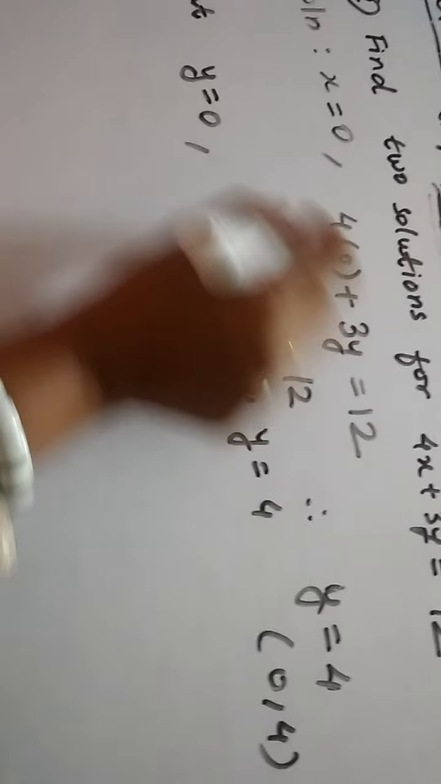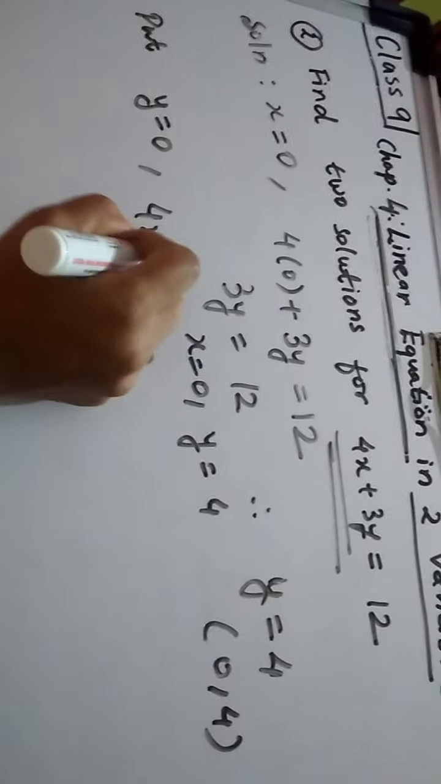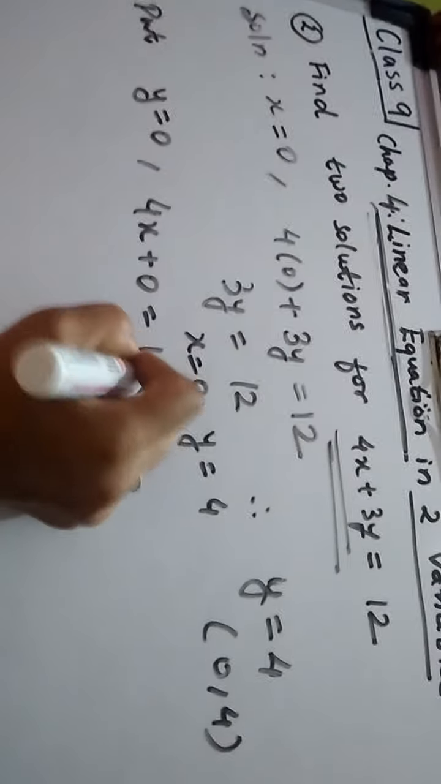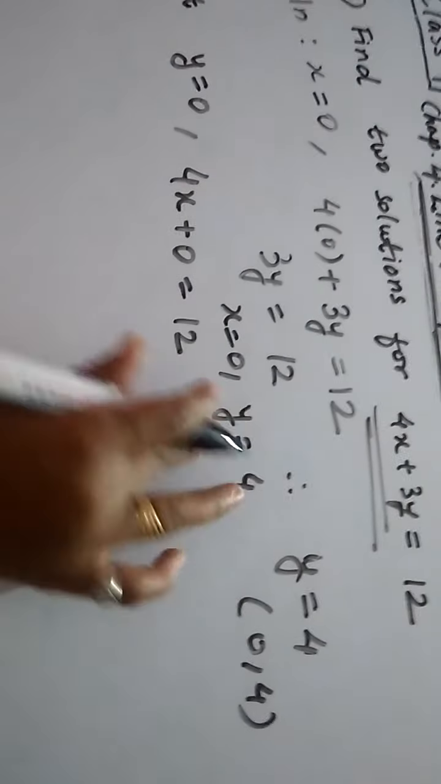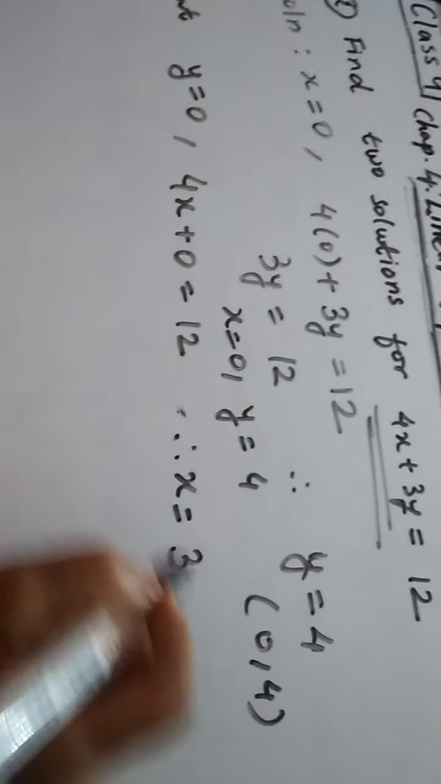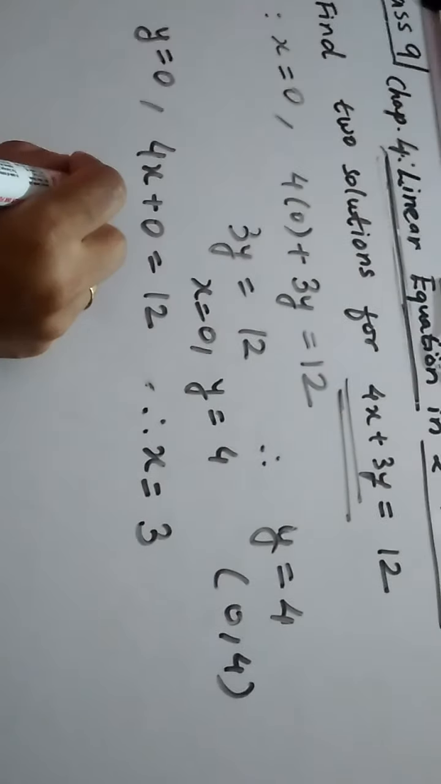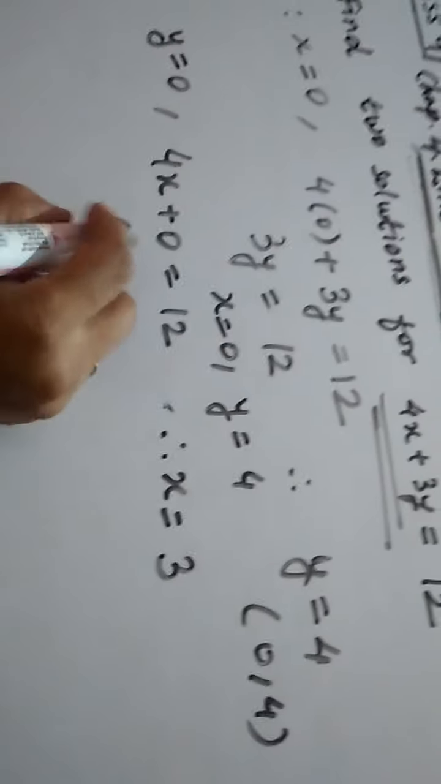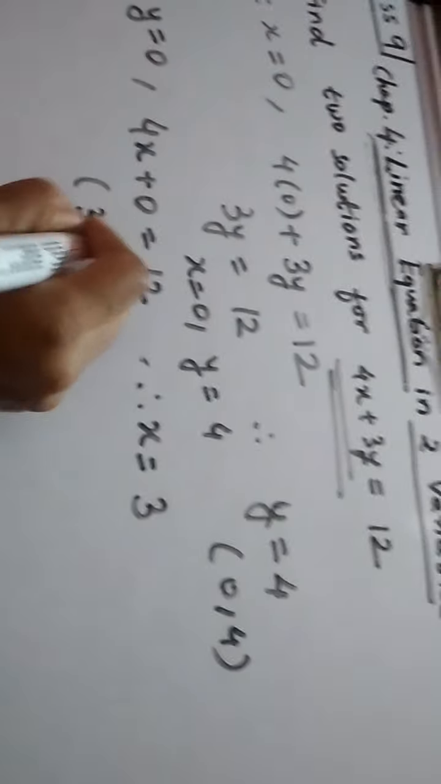Similarly, for finding another solution, put y is equal to 0. If you put y is equal to 0 in this equation, what do we get? 4x plus 0 is equal to 12. Therefore, 4x is equal to 12. Therefore, x is equal to 3. Right. So, what is the solution? The solution is 3, 0.